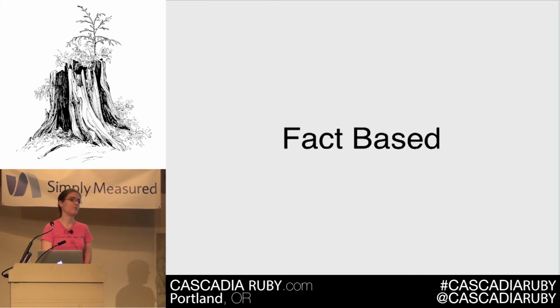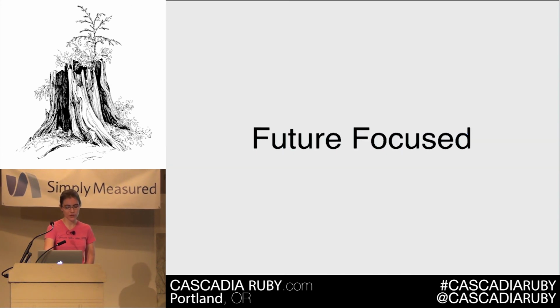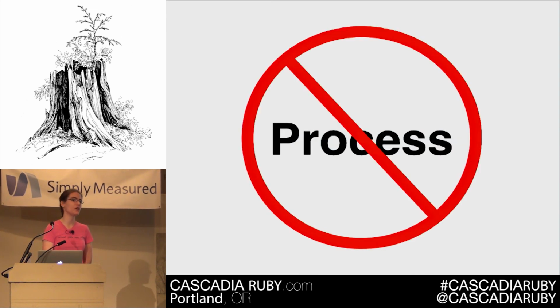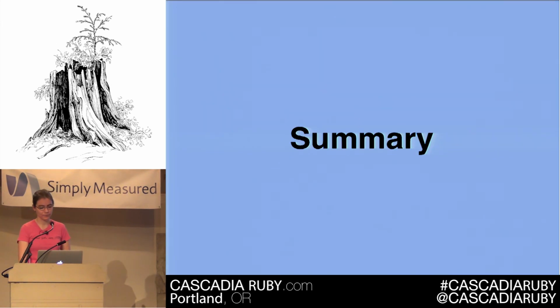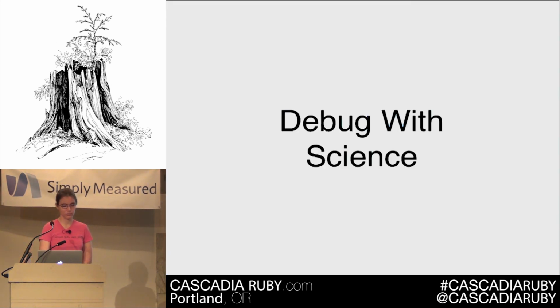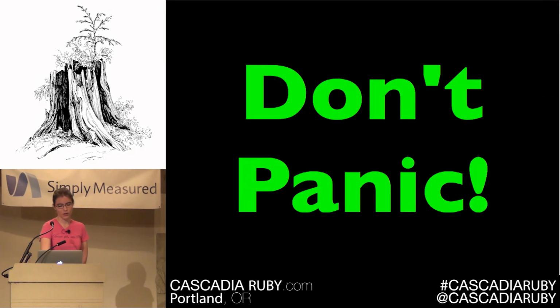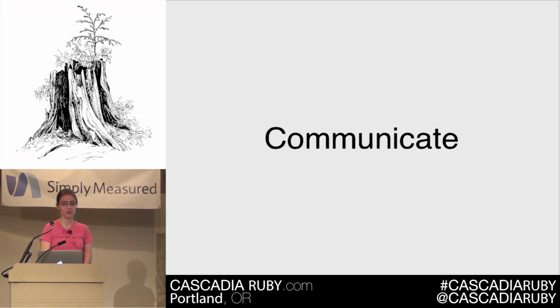Finally, keep it fact-based. Don't blame. State things that actually happened, don't state your interpretation of what happened. And keep it future-focused. Focus on how you can get better next time. I don't like to add process. Process usually indicates you have a communication problem. I favor education and pairings to get everyone on the same page and make sure everyone understands the whole system. Finally, summary. Debug with science. Don't panic. Communicate. Respectfully and responsibly. You need to communicate if you want to get through difficult situations.